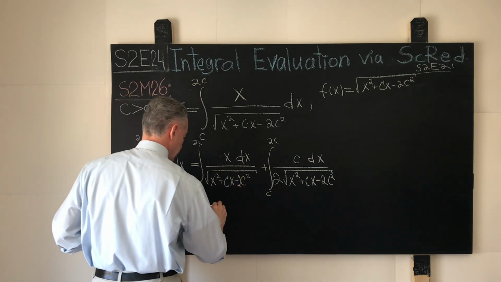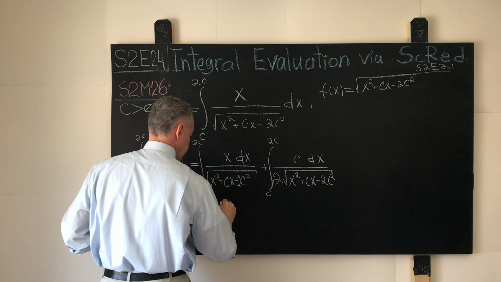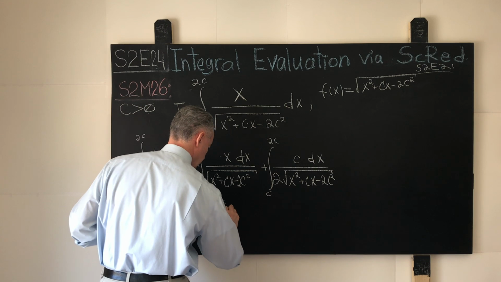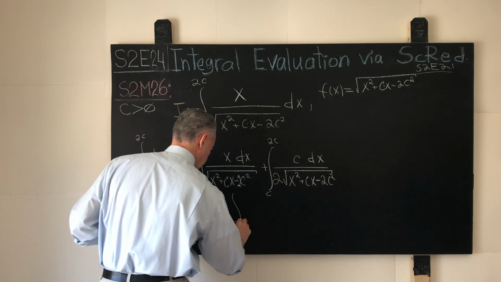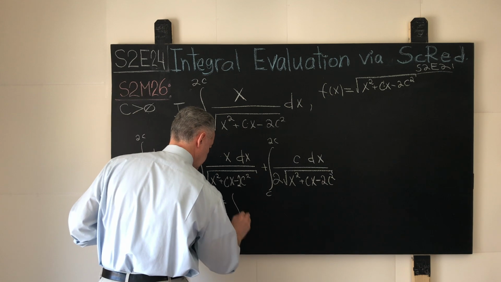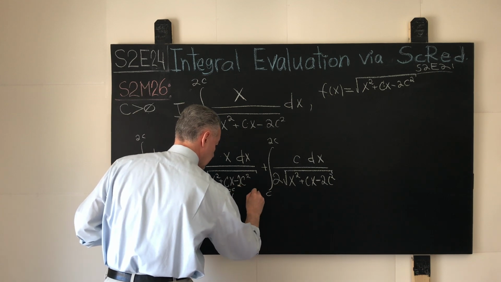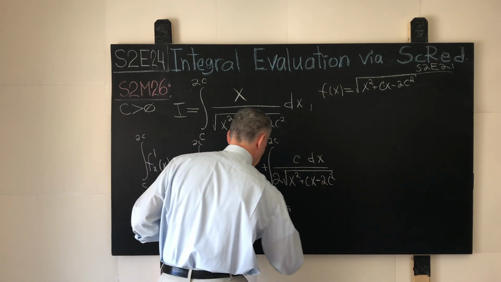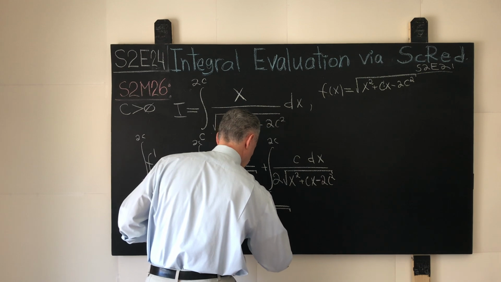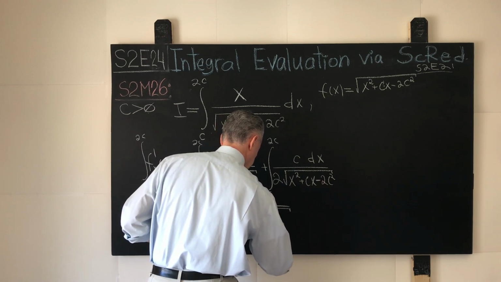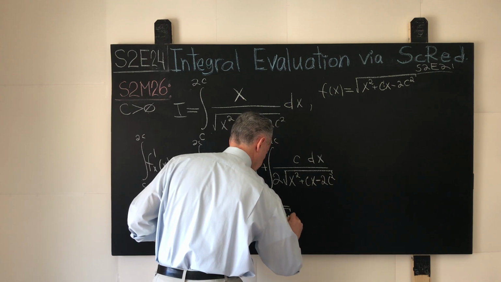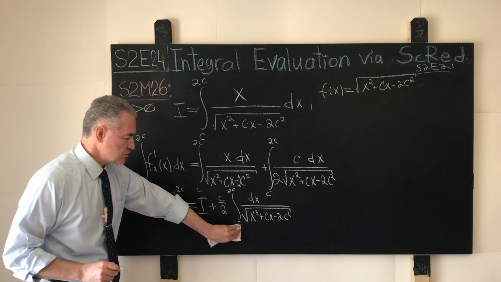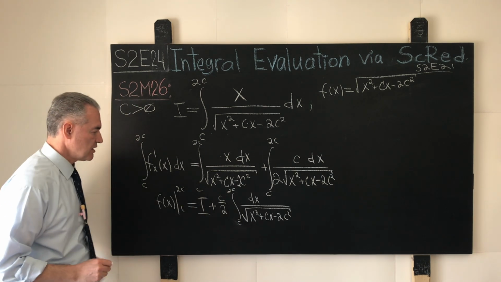And what do we have here? Here we have plus c over 2, a multiplicative constant by the property of definite and indefinite integrals. For that matter, we factor it out. So here we have from c to 2c, dx over square root of x squared plus cx minus 2c squared. That much we understand. Everyone should be on the same page at this point.